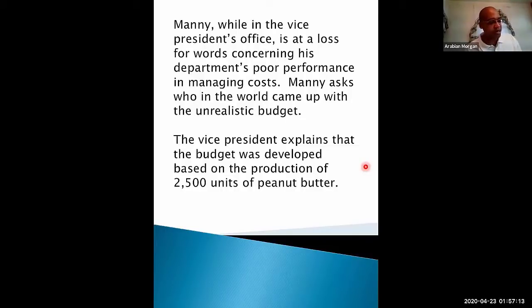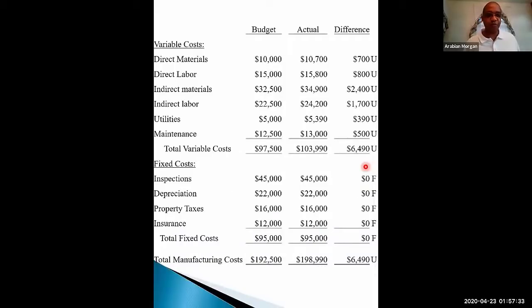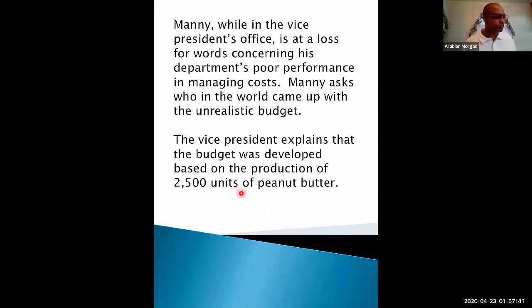So it says the vice president explains that the budget was developed based on the production of 2,500 units of peanut butter. Okay, so the vice president says we calculated based on you making 2,500 units of peanut butter that you would have those budgeted dollar amounts that we saw here on page 402. That's how this budget was created. So let's start to break things down a bit.